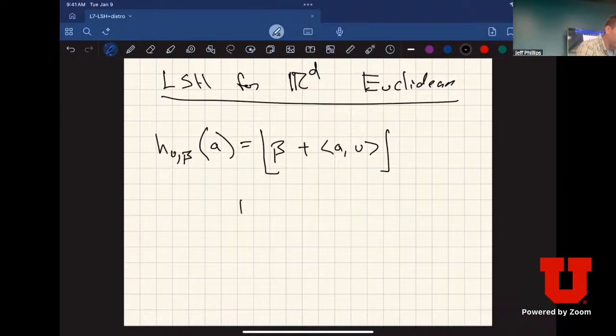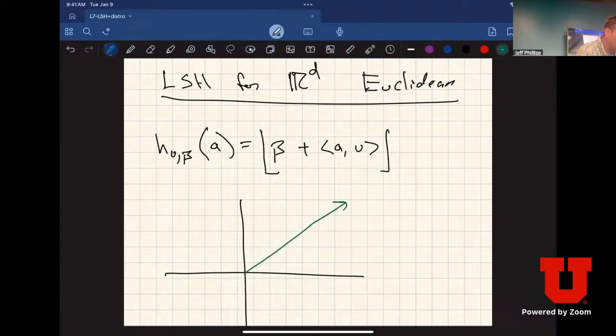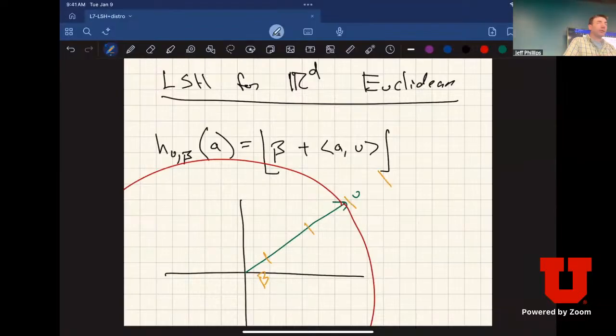Okay, so what is this picture doing? I'm picking a random direction U, on a circle. Then I'm going to take an offset beta and put down some bins. Maybe it's minus beta, that's not too important here. I'll put minus beta if you actually care.